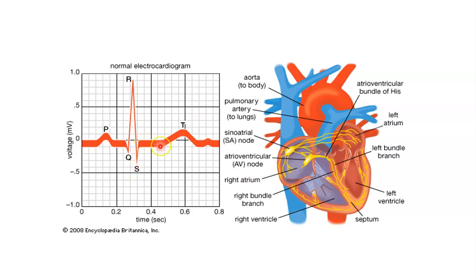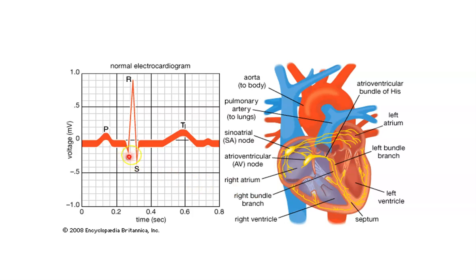Then we'll see a slight delay here, and then we get what's called the T wave. The T wave is the ventricles relaxing or repolarizing. So in order to be able to contract again, they have to relax. So they're going to contract, we get the QRS, then they're going to relax. We're going to have the movement of ions again to get them to relax. That's going to be the T wave.